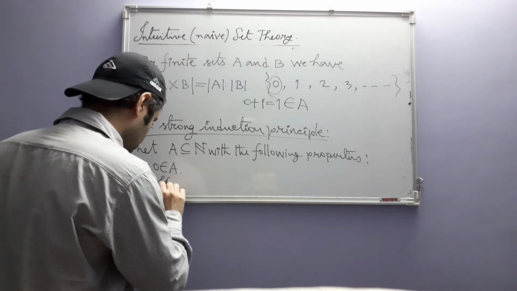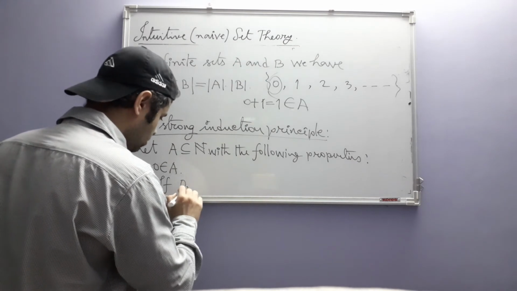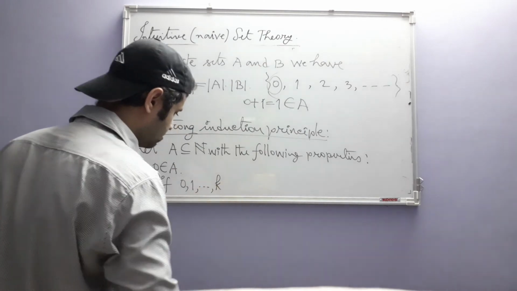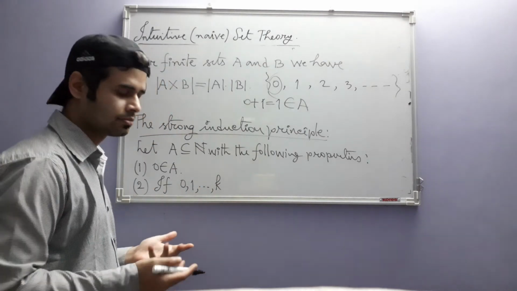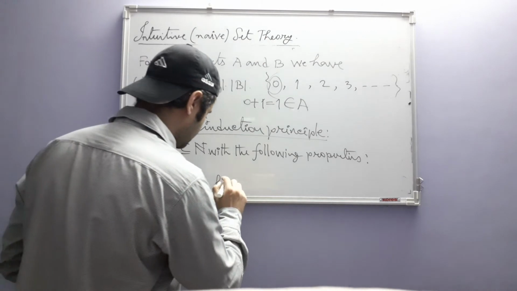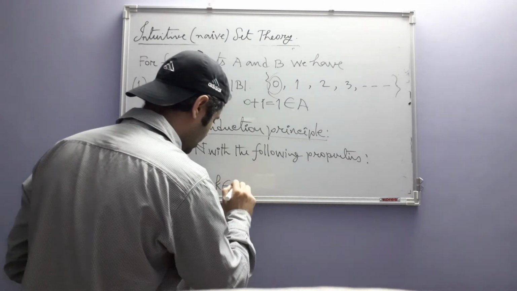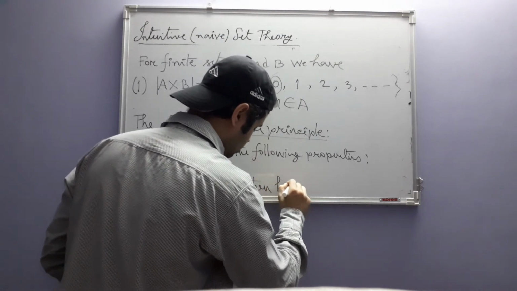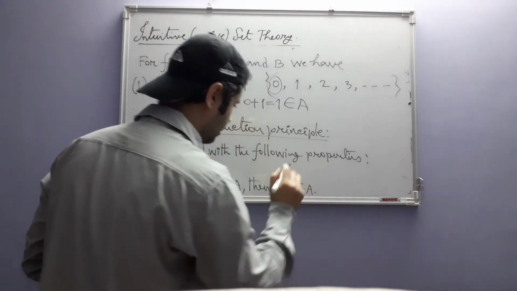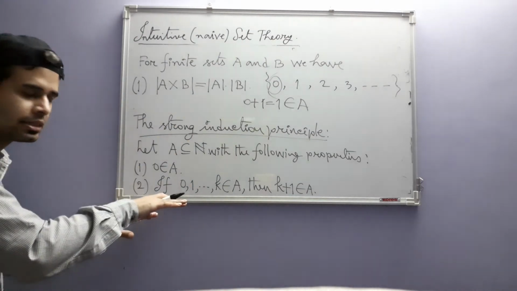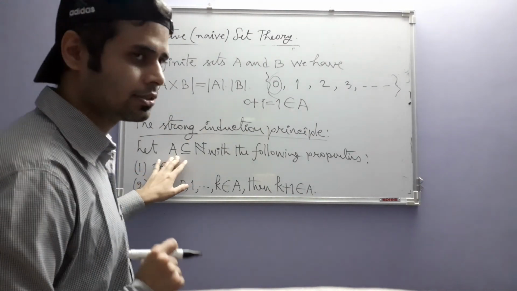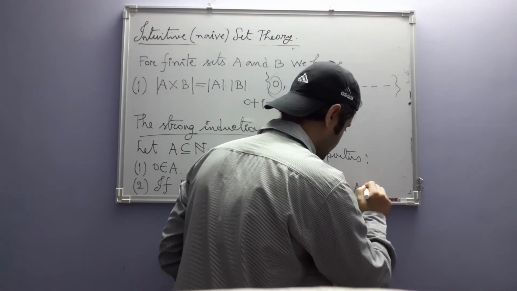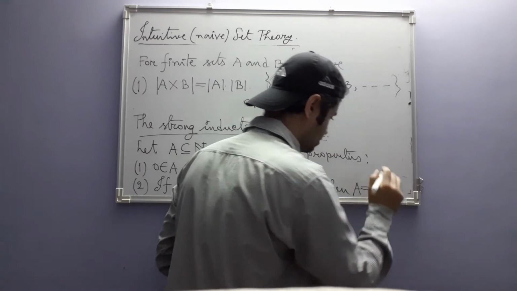If 0, 1, etc. up to some natural number k, if all of them belong to A, then k plus 1 belongs to A. So these are the two properties that the subset A satisfies. Then the conclusion is same. A is equal to N.